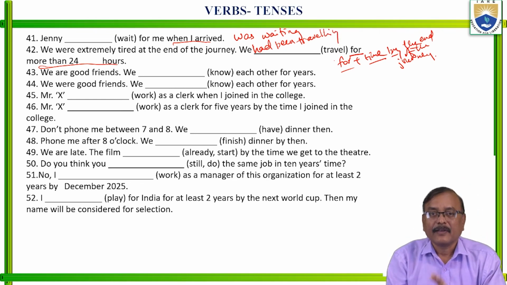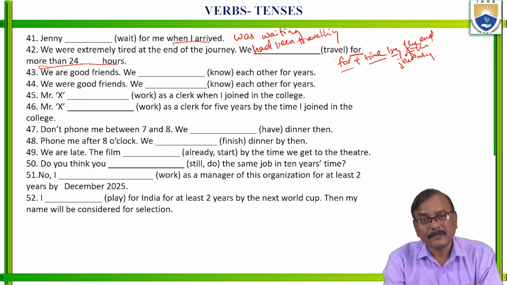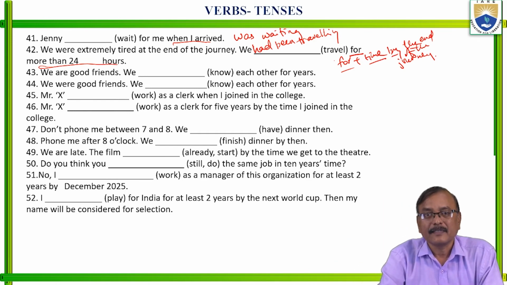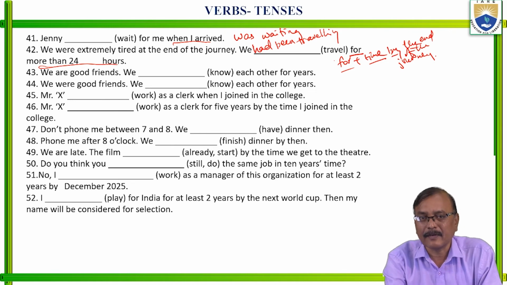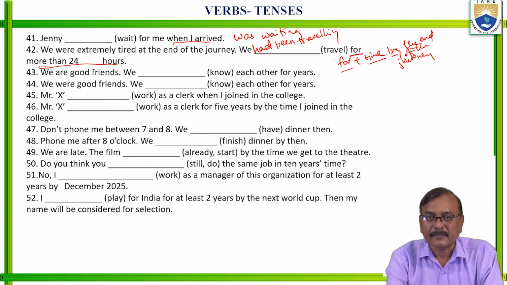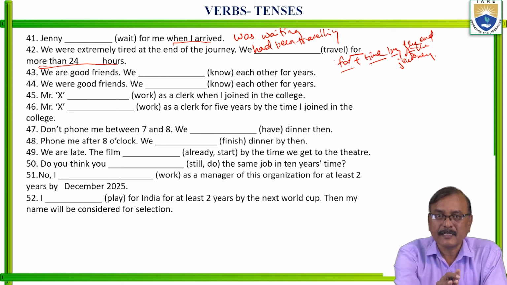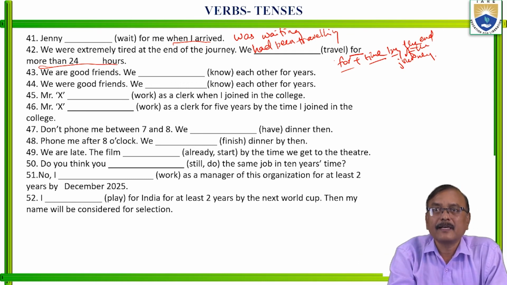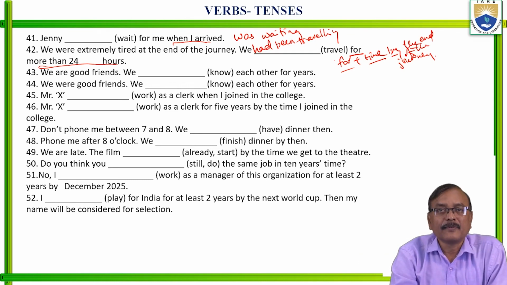Just think of it. For plus time is okay. But for plus time, that is before the end of the journey or by the end of the journey. Okay? Not now, it is not continuing at present. Okay? It was stopped here. And before the end of the journey only for 24 hours. So we had been traveling for more than 24 hours by the end of our journey. That's why we were extremely tired. Next.